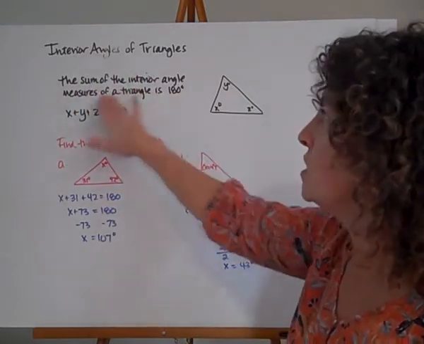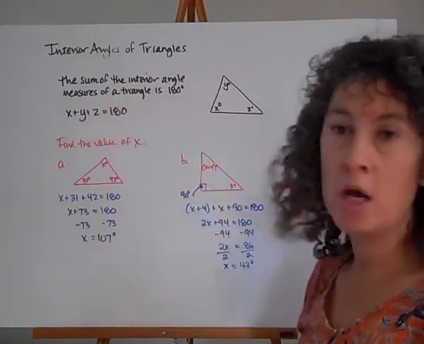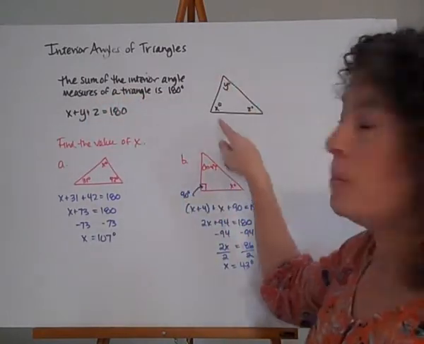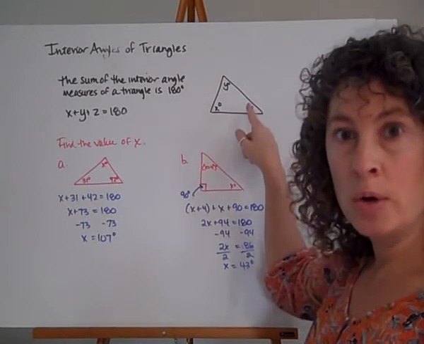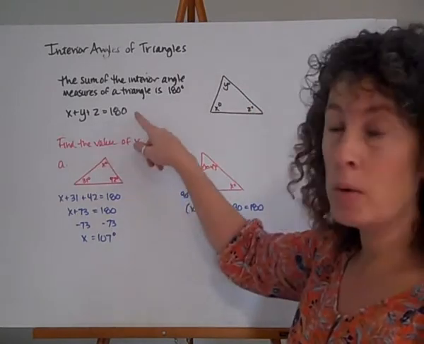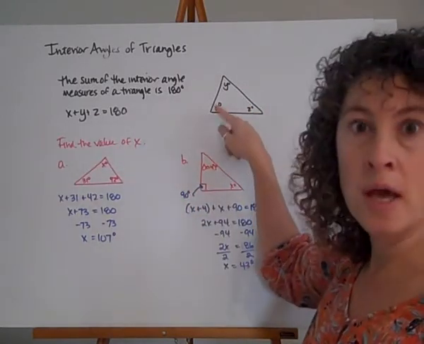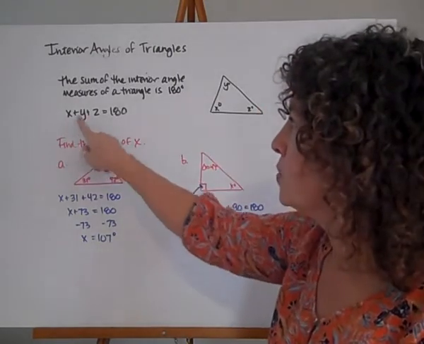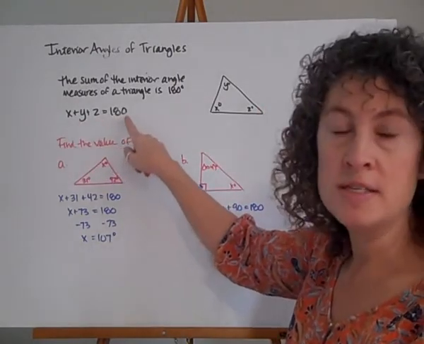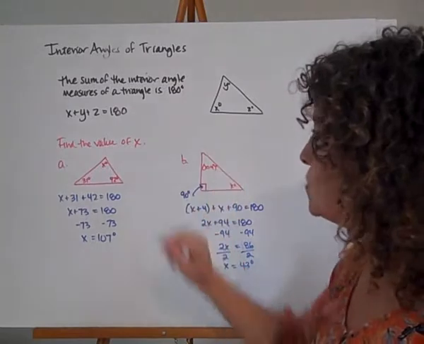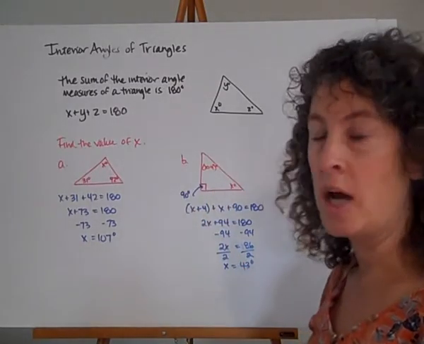The sum of the interior angle measures of a triangle is 180. So if I add up all of the measures in a triangle, I should get 180 degrees, which means I can write an equation. So if I have my triangle with angles x, y, and z, if I do x plus y plus z, I should have a sum of 180. So let's put that into work with some actual diagrams.